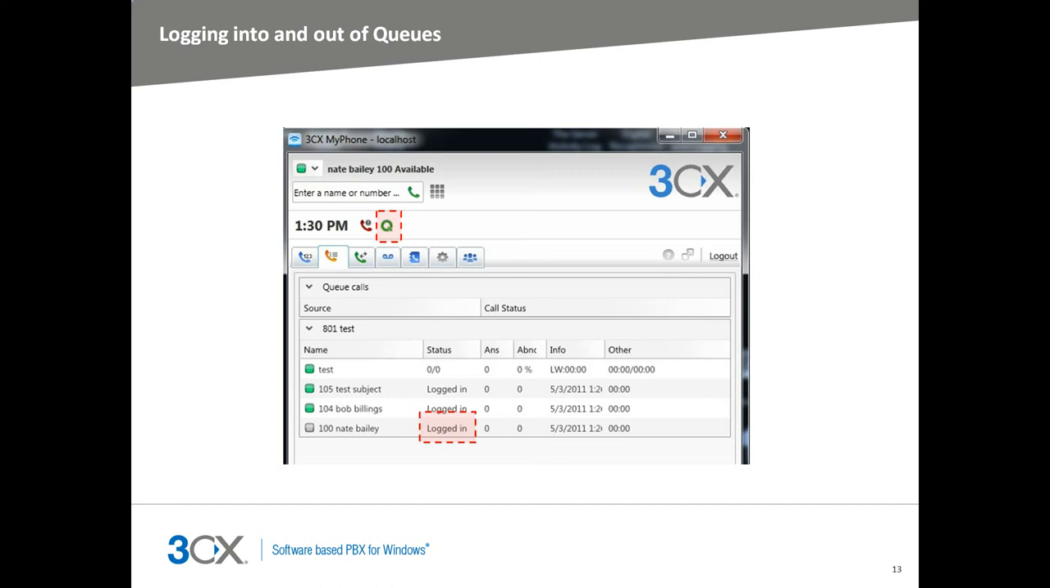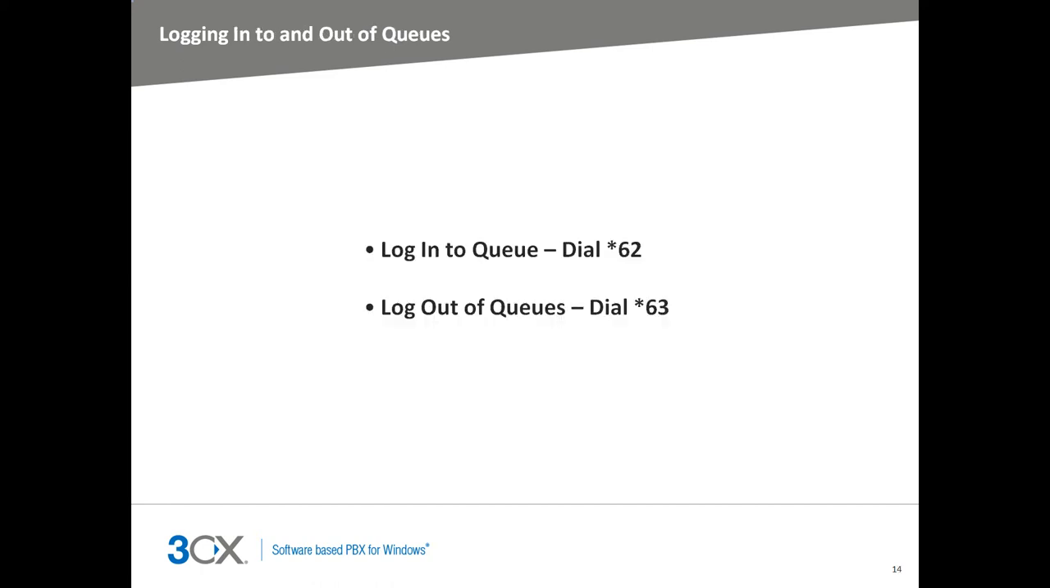An agent may set his queue login status in one of two ways. One, by logging into his MyPhone interface and setting his queue status via the global login logout button next to the time display. Second, by dialing the dial code from the agent's phone, *62 to log in and *63 to log out.